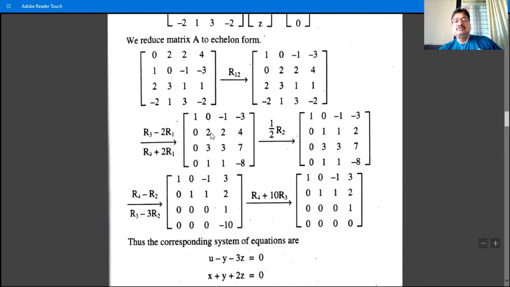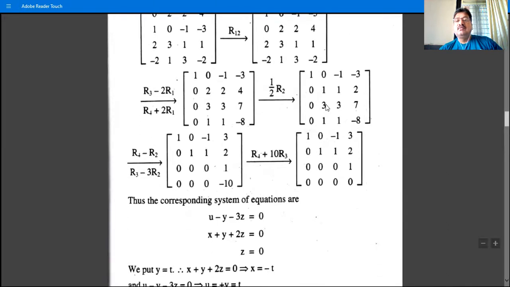Then we have to reduce this 2 to 1, so 1/2 R2 is the operation. We have this. Then we have to reduce this 3 and 1 to 0. So R3 minus 3 R1, and R4 minus R2. So we have this matrix.